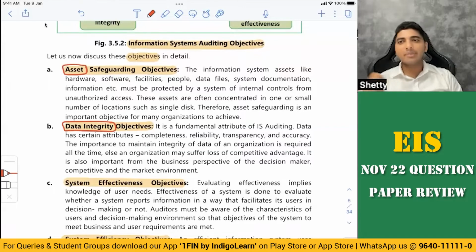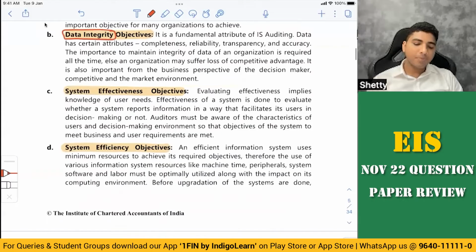Then he can go to the ATM and draw your 50 lakh rupees. So you have to check whether unauthorized access can happen to your data, whether unauthorized changes can happen to your data. So that is your data integrity objective. Okay. The next one is system effectiveness objectives.